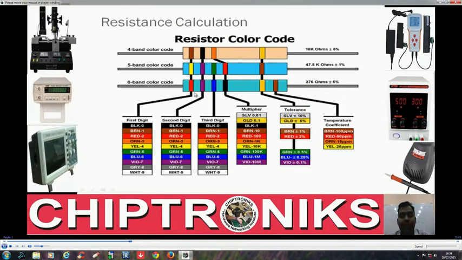In the 6 color code, the first three colors represent the first 3 digits, the 4th color represents the multiplier, the 5th color represents the tolerance, and the 6th color represents the temperature coefficient. So let's calculate for it. This is red, red means 2, and this is violet, so it means 7, 27, and this is blue, so it means 6, 276. This is the multiplier, black, so we'll multiply by 1, that means 276 ohms, and this is the tolerance, plus minus 5%, and this is the temperature coefficient.